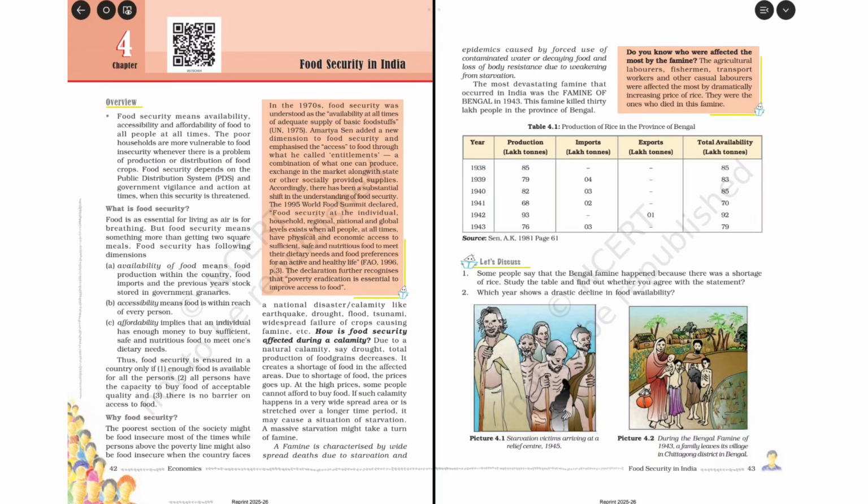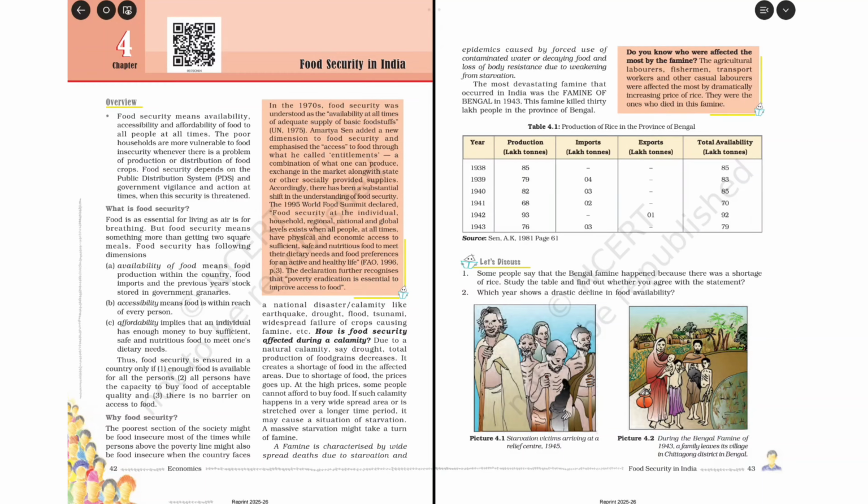Quote, "In the 1970s, food security was understood as the availability at all times of adequate supply of basic foodstuffs," UN 1975. Amartya Sen added a new dimension to food security and emphasized the access to food through what he called entitlements, a combination of what one can produce, exchange in the market, along with state or other socially provided supplies. Accordingly, there's been a substantial shift in the understanding of food security.